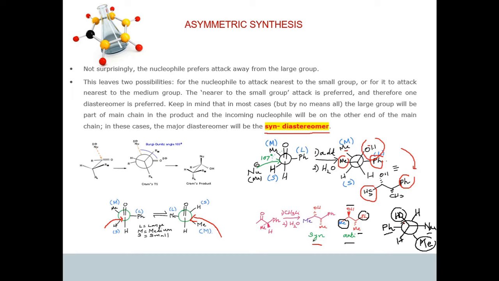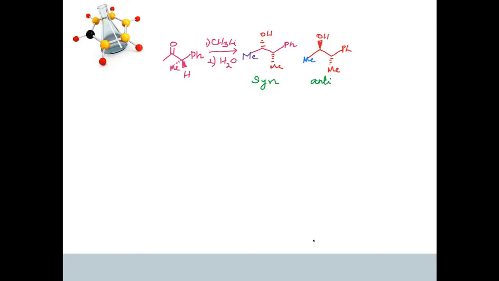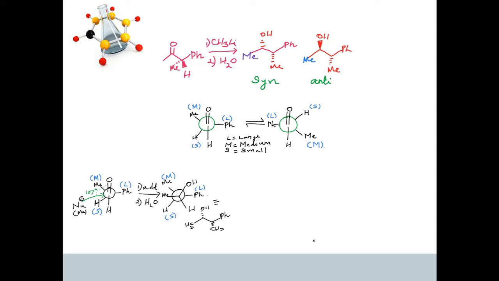So two possibilities: either you can end up with a syn diastereomer or an anti diastereomer, but in this case the molecule prefers to form a syn diastereomer. Once again I will repeat the same phenomenon. We have a molecule here where the nucleophilic attack is going to take place. The nucleophile here is the methyl group, and the nucleophile attacks this particular carbon. It results in the formation of a new asymmetric center.